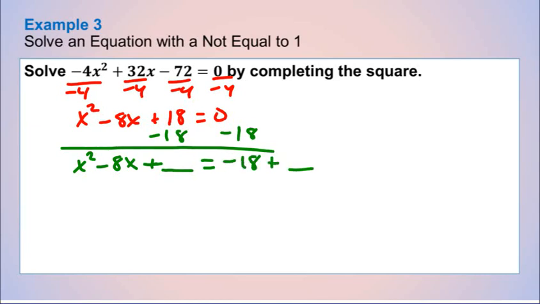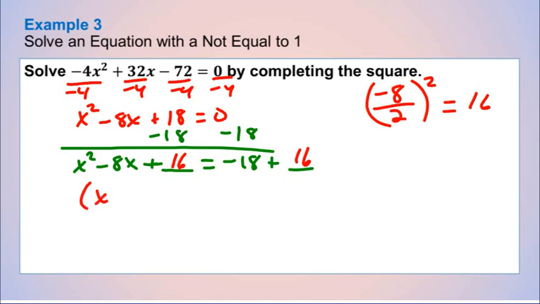So whatever I add on one side, I do on the other. So my b is negative 8. Divide that by 2 is negative 4. Squared will give you 16. So I add 16 to both sides. And I'm left with x minus 4 squared equaling a negative 2.